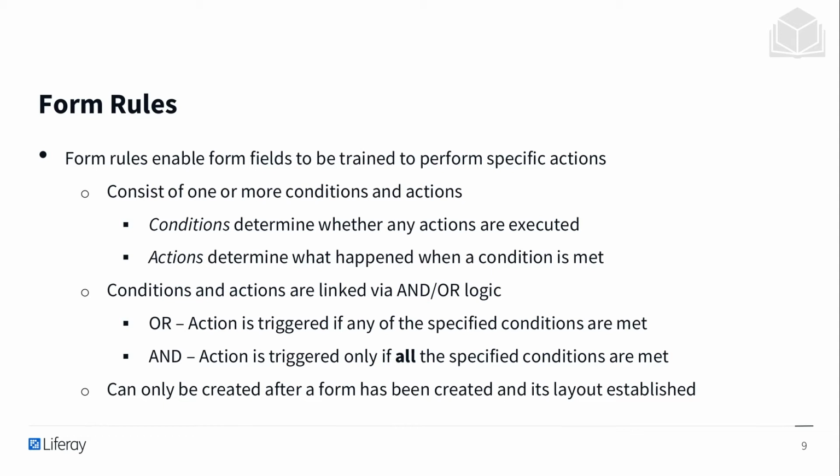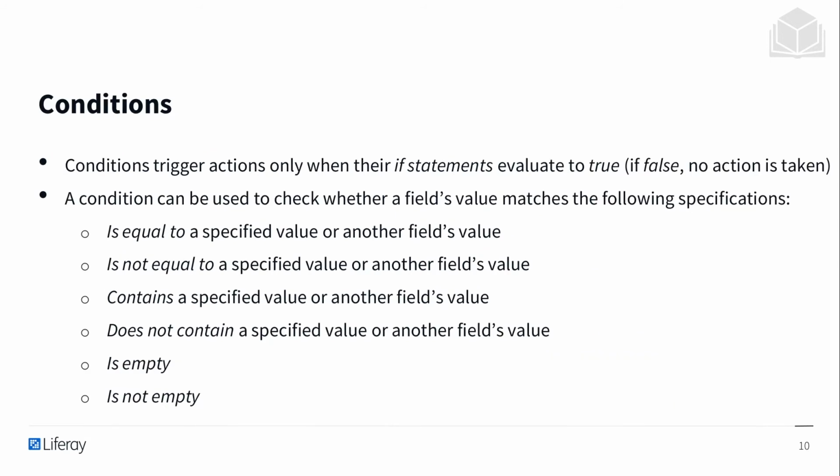So this is saying for or, if condition 1 or condition 2 is true, either one is true, the conditions will be met and the action will occur. For the and, both condition 1 and condition 2 must be true in this situation in order for the action to be triggered. Form rules can only be created after a form has been created and its layout has been established. So you must first create your form itself and its layout before you can start establishing the form rules. Conditions. Conditions trigger actions only when their if statements evaluate to true.